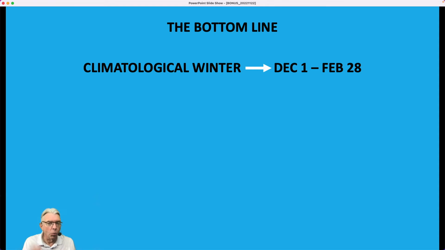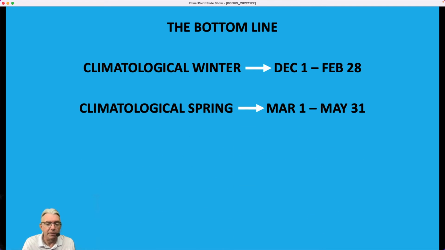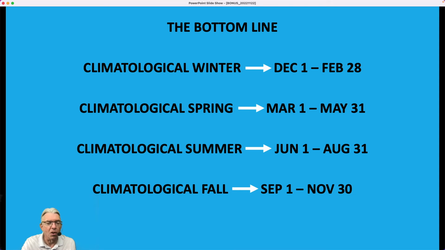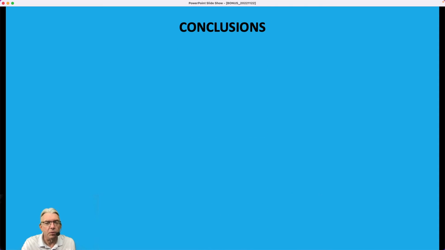So climatological winter is defined as December 1st to February 28th or 29th in leap years. Climatological spring, March 1st to May 31st. Climatological summer, June 1st to August 31st. And climatological fall from September 1st to November 30th.